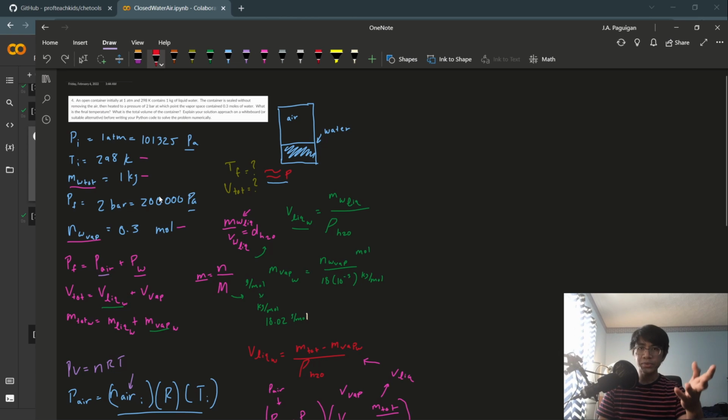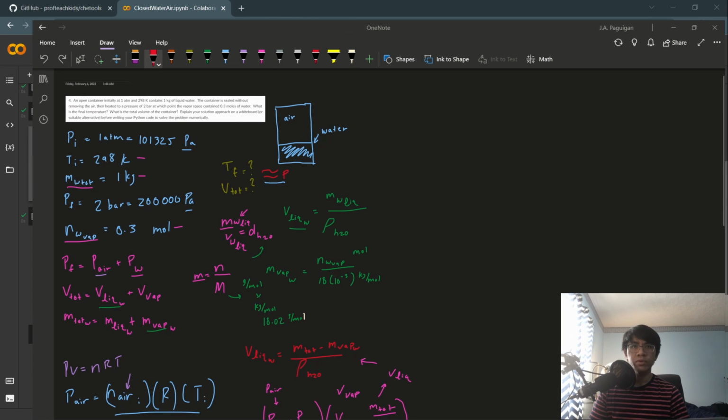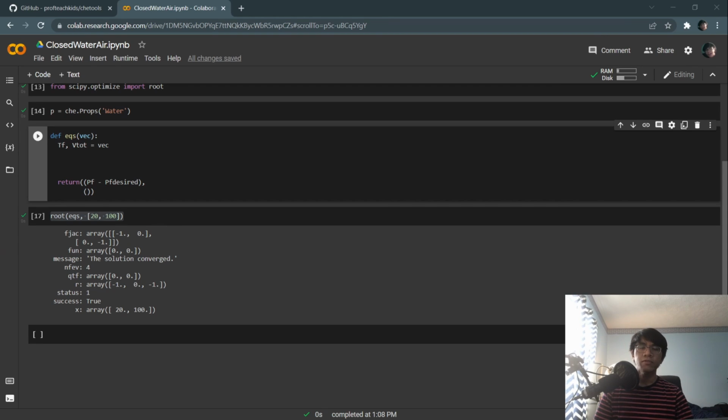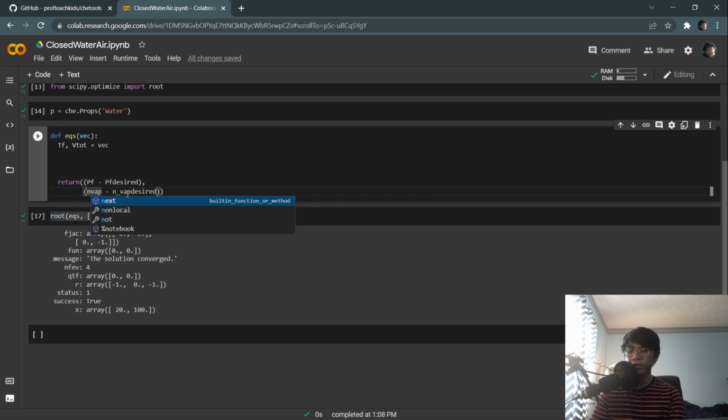So I used our initial conditions to set up the equations, the relationships that we're going to be using for our code. Same thing here, similar. The moles of the vapor phase equal the moles of the vapor phase that we want. So I'm going to subtract that, make it equal to 0. I'm just going to underscore it. So we go ahead and just know the difference.